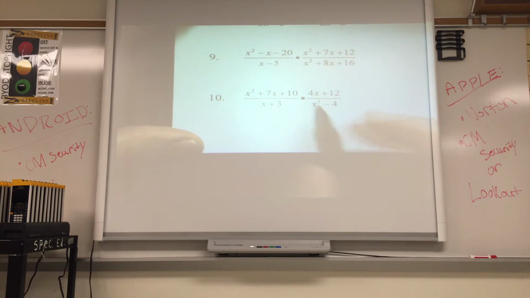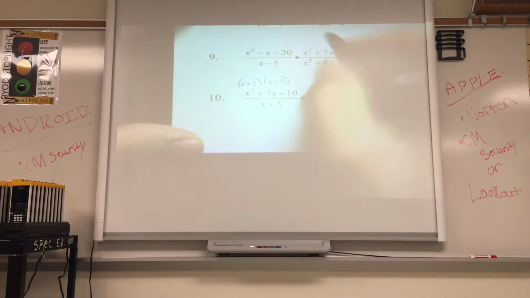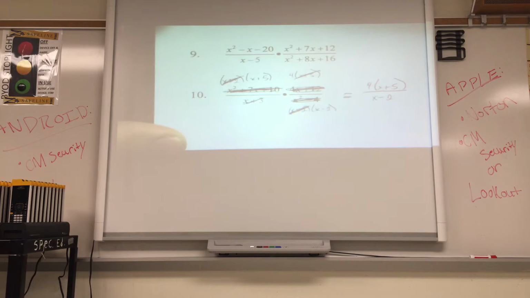Let's just do number 10. Okay, factor everything. So I have x plus 2, x plus 5. I have 4 times x plus 3, difference of squares on bottom, x plus 2, x minus 2. Okay, all those are factored. This one's not factorable. It's multiplication, so you're multiplying straight across, so we're ready to go and start canceling things out. If it were division, all I'd do is flip these, and then I'd be multiplying straight across. So it's really simple stuff, guys. x plus 3 with x plus 3. All right, so I've got 4 on top times x plus 5 divided by x minus 2. And that would be my final answer.